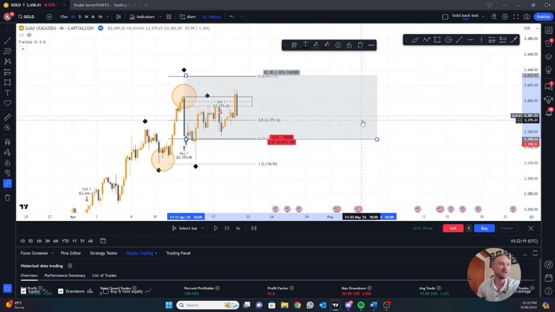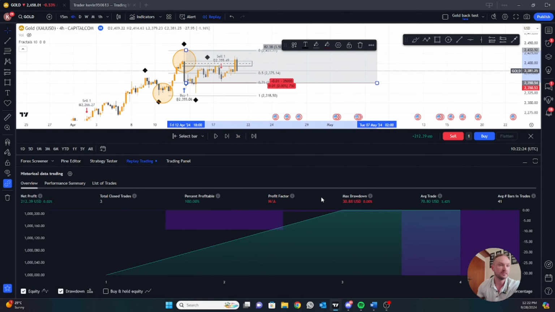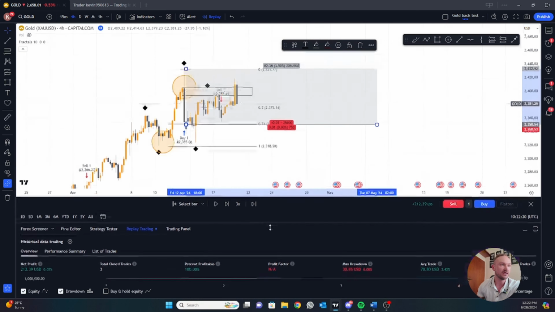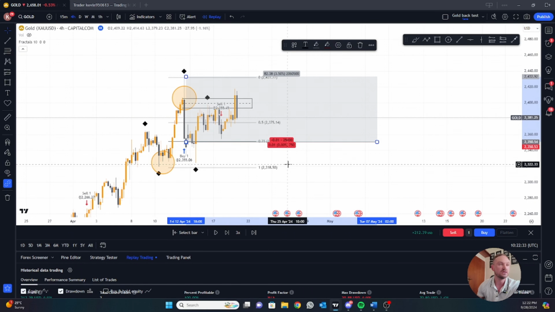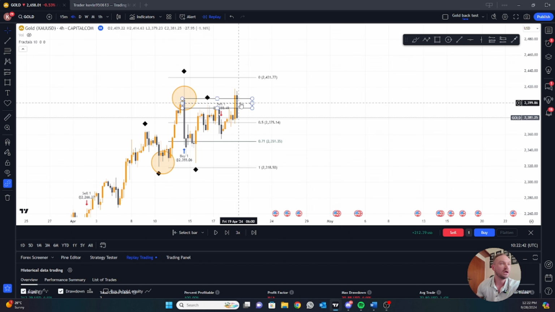Okay, so I believe it did hit our stop loss there. Yeah, so it did hit our break even there. So we are out of this trade. So now we can see we've got the order block here, and we have just barely broken above this price close here. So this could be a liquidity grab above this order block.